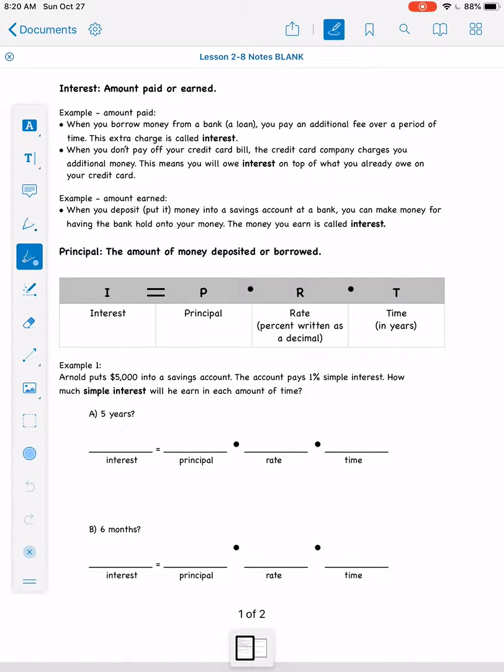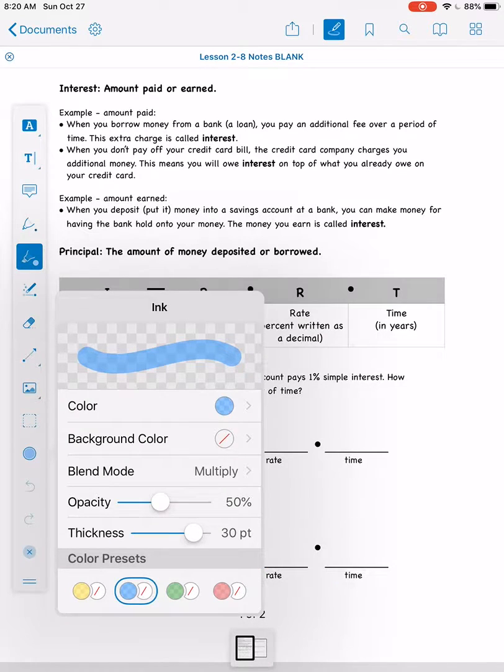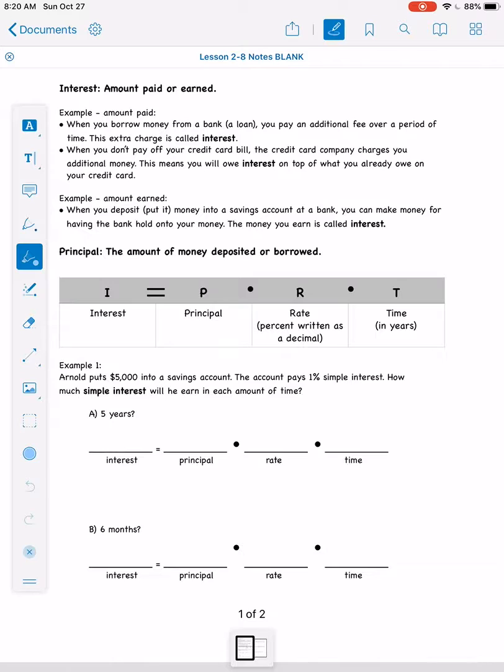This is about paying interest, and we're going to be calculating what simple interest is on our loans or account balances. So, interest is basically the amount paid or earned on your money. It's either the amount that you pay for borrowing money from a bank, or the amount that you earn from a bank by depositing your money in a savings account.